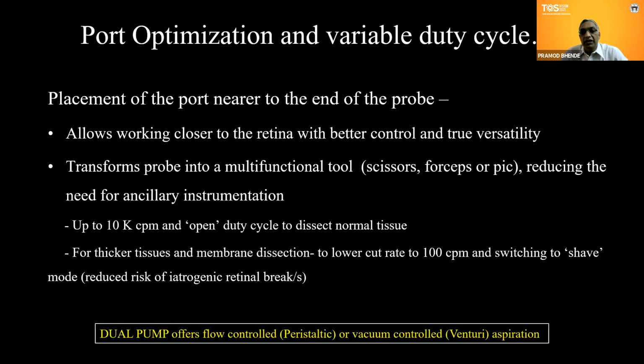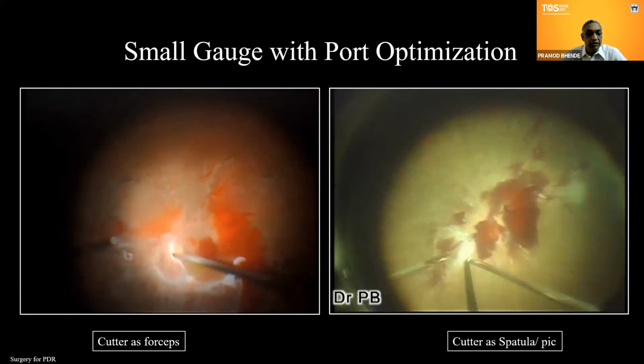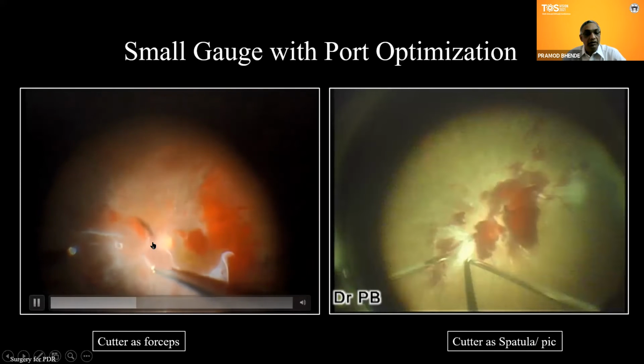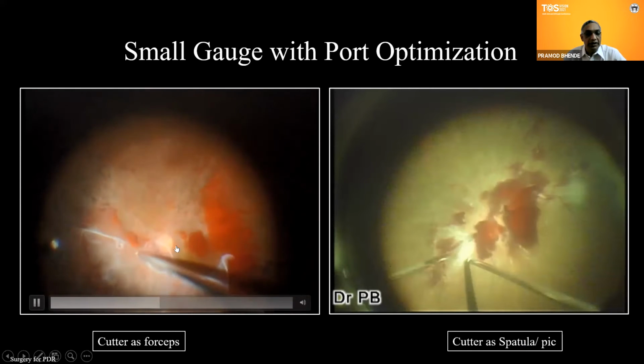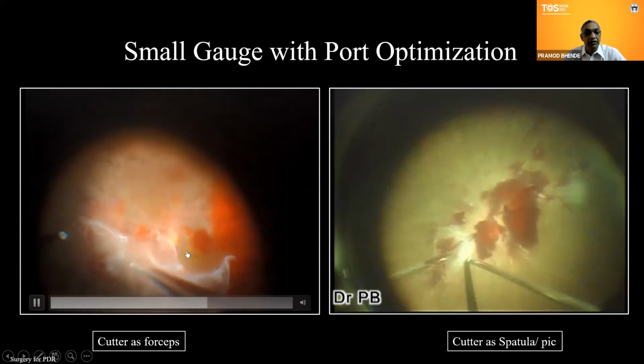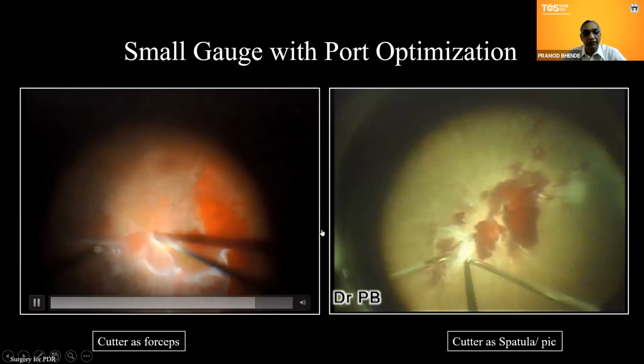Now, port optimization and variable duty cycle: we have placement of the port nearer to the end of the probe, which allows working closer to the retina with better control and true versatility, where the probe can be transformed into multifunction instruments like scissors, forceps, or a pick. That is what you see here. You can see the cutter being used as a forceps in this video, just using suction to grip the membrane, then you lift it up and slowly peel it from the retinal surface.